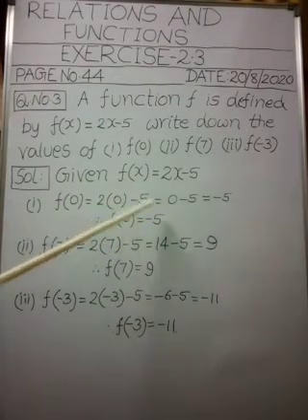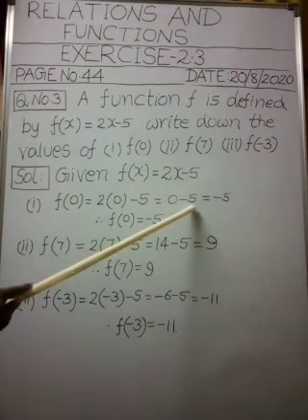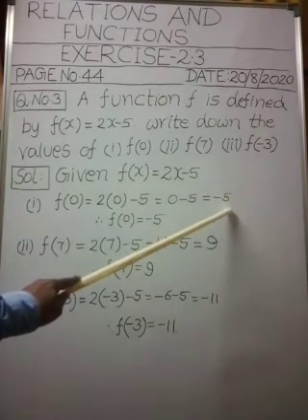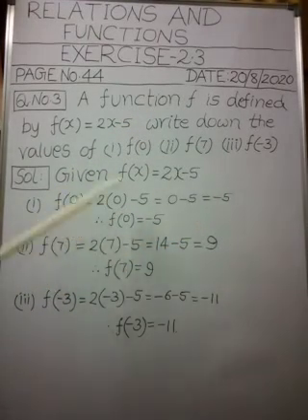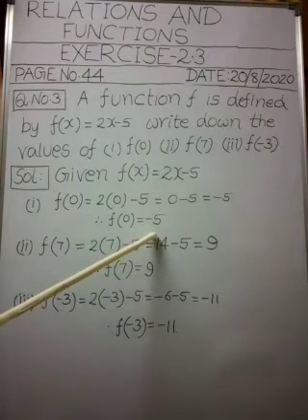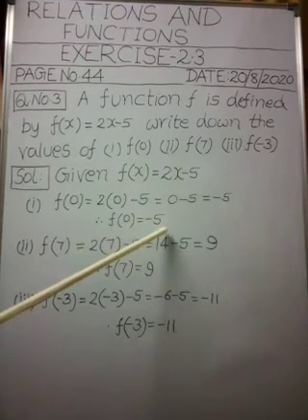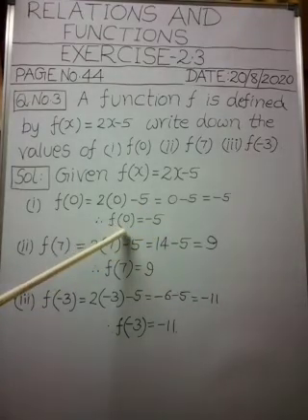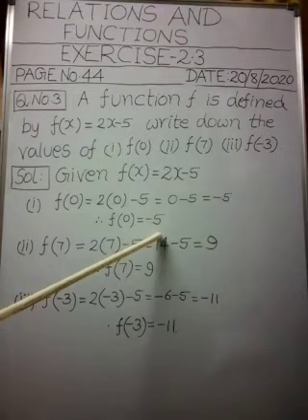Two zeros are 0, minus 5. Now simplify these two terms. What will you get here? Minus 5. Understood these steps, my dear children? Right. Therefore, f of 0 is equal to minus 5. This is the value of the function f at x is equal to 0. We can say that f of 0 is equal to minus 5, or the value of the function f at x is equal to 0 is minus 5. Understood?